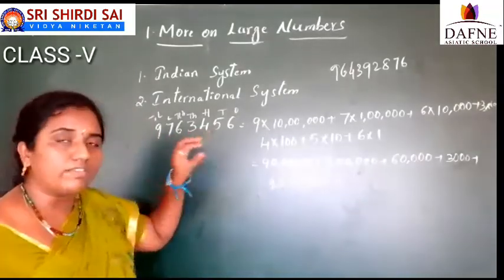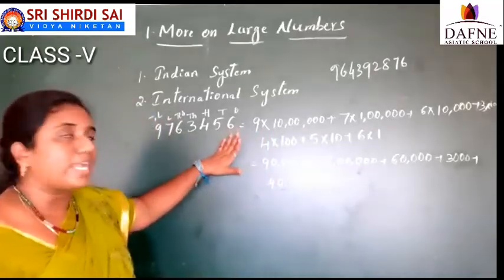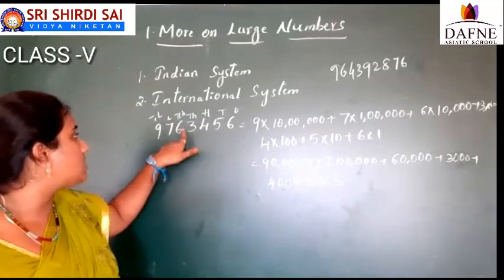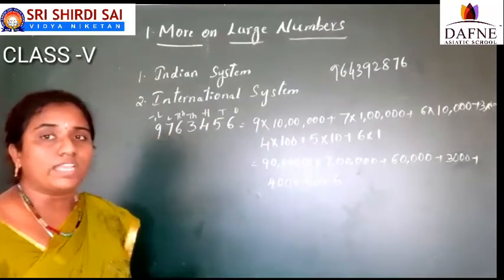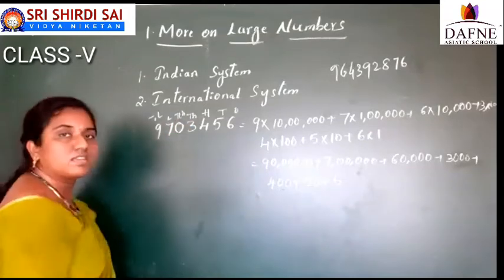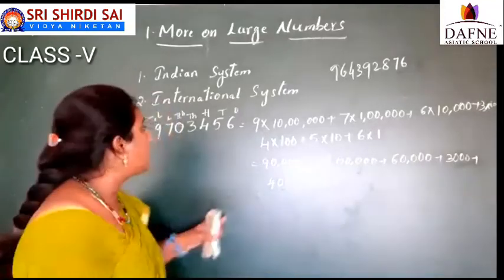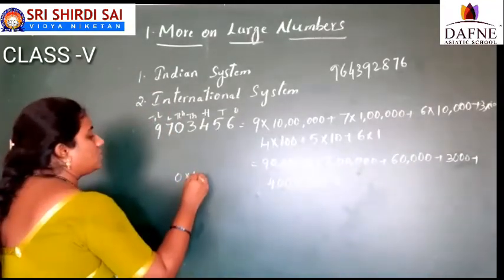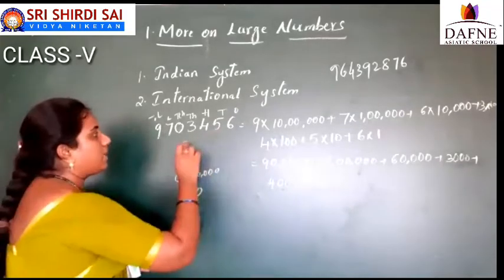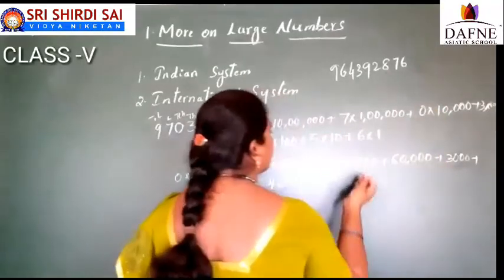See, first, whenever any number is given and we have to write the expanded form, first write down the place values on that number. So ones, tens, hundreds, thousands, 10,000s, lakhs and 10 lakhs. For example, in any place, if the number is not given, 0 is given. So what do you have to do? 0 into any number is 0 only. So 0 into 10,000 is equal to 0. Where is the 10,000s place? Here.